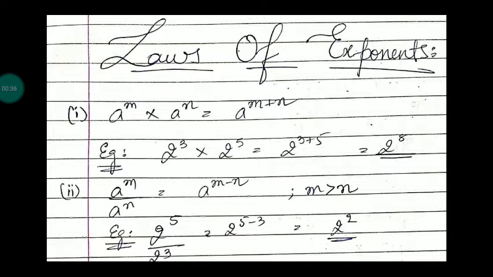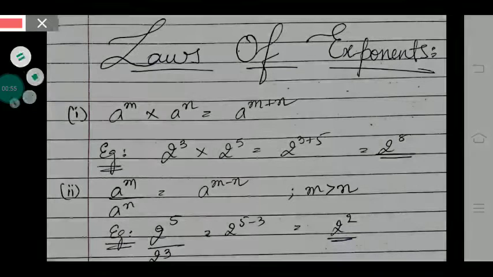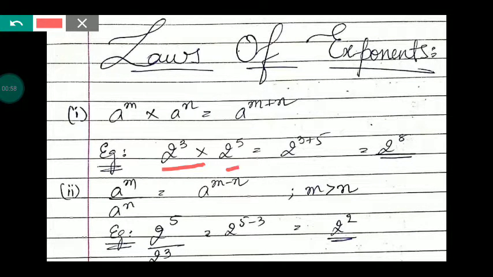The first one is a raised to m into a raised to n, where a is the base and m and n are the powers. If a raised to m and a raised to n are multiplied, then you have the addition of the powers. For example, 2 raised to 3 and 2 raised to 5 are given. Here the common is 2, that is, 2 is the base. If the base is the same, then and only then can we add the powers. So it becomes 2 raised to 8.